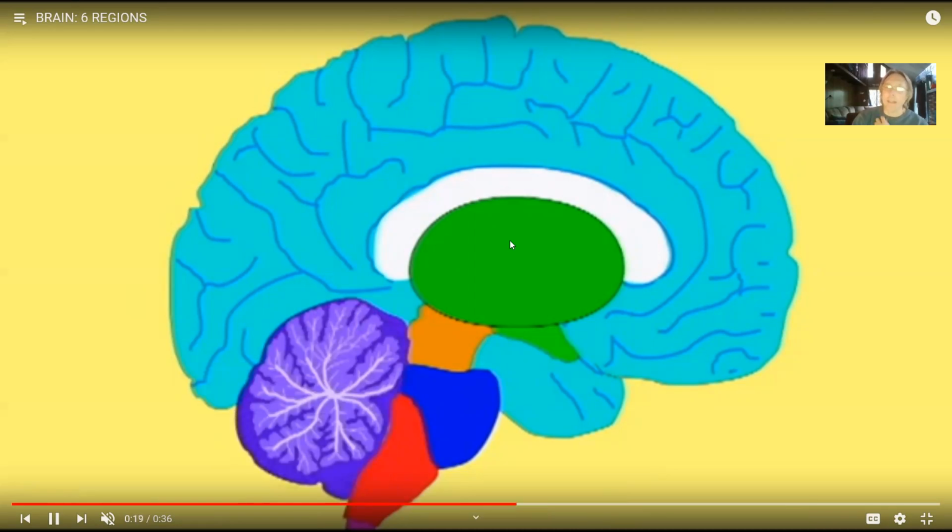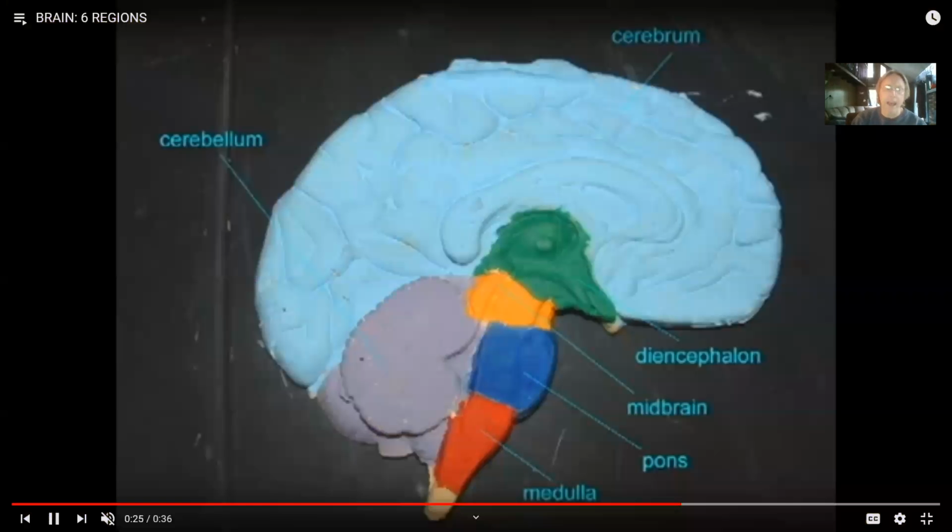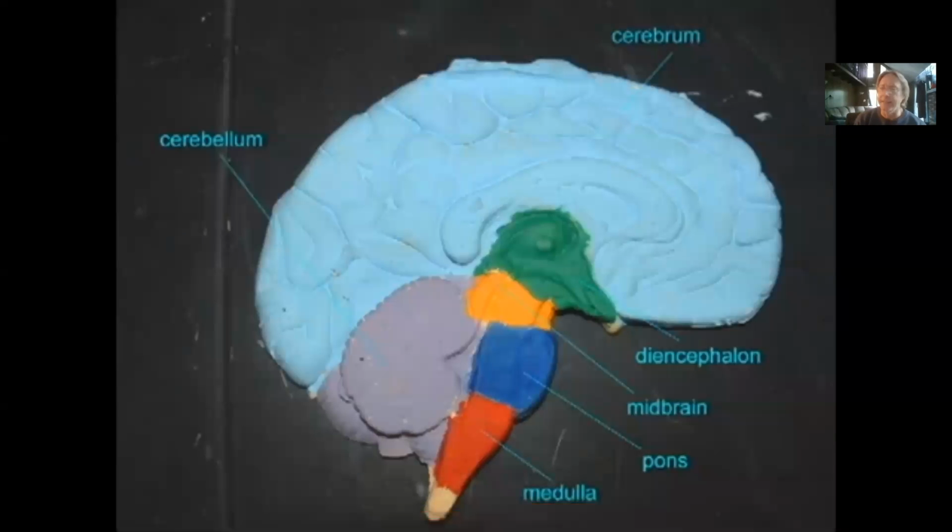So there are 6 major regions of the brain, the largest being the cerebrum here in aqua, the second largest being the cerebellum, the third largest being the diencephalon. This video is going to go over the smallest 3: the medulla, the pons, and the midbrain. Now, before going through these separate regions, a few things that they share in common.